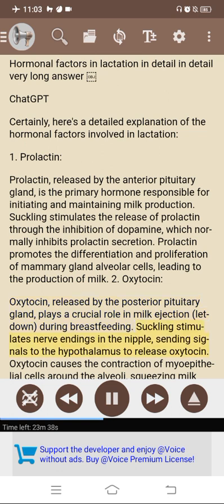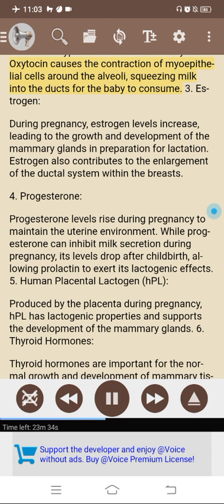Suckling stimulates nerve endings in the nipple, sending signals to the hypothalamus to release oxytocin. Oxytocin causes the contraction of myoepithelial cells around the alveoli, squeezing milk into the ducts for the baby to consume. 3. Estrogen. During pregnancy, estrogen levels increase, leading to the growth and development of the mammary glands in preparation for lactation. Estrogen also contributes to the enlargement of the ductal system within the breasts.